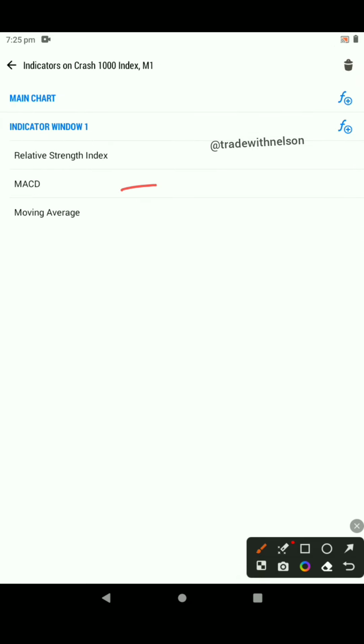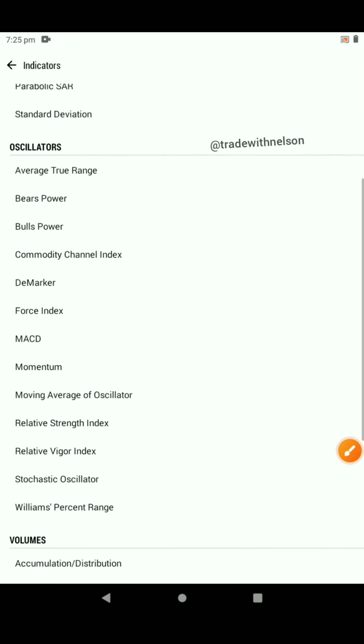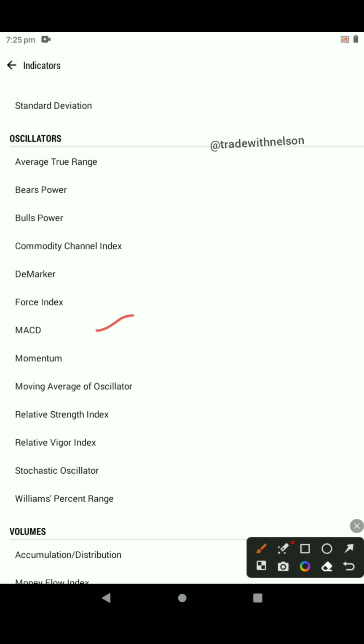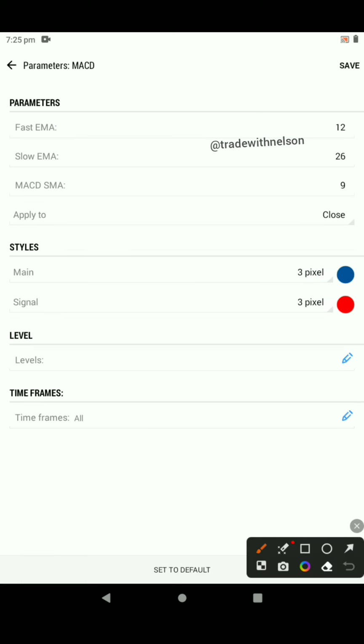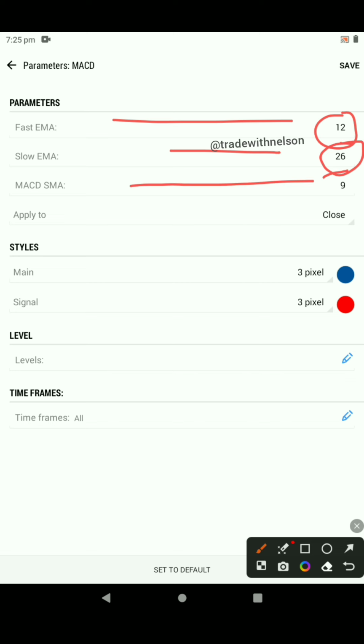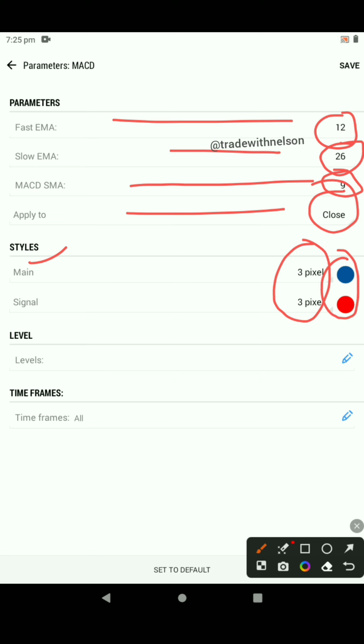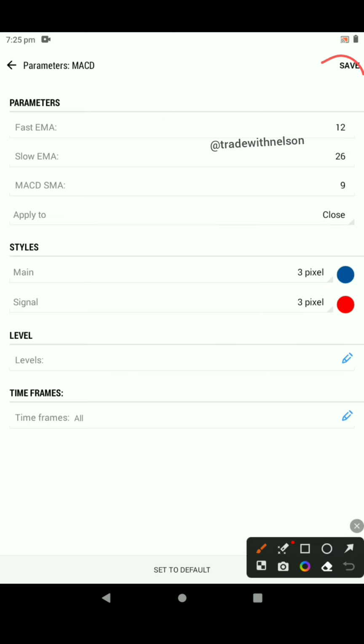For the second indicator, click on the F icon on indicator window 1. Scroll down a bit. This is your MACD. Click on that. Make your fast EMA 12, slow EMA 26, MACD SMA 9. Apply to close. Style, select 3 pixel and select a color of your choice. Here I'm using red and blue. After that, you click on save.